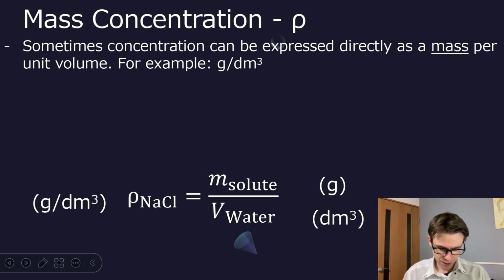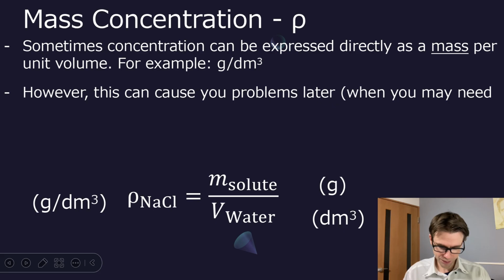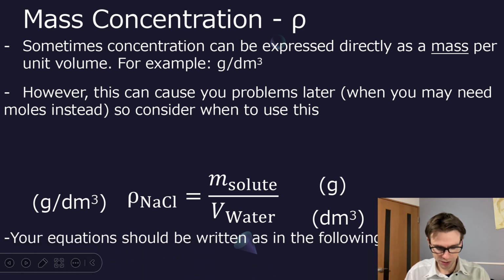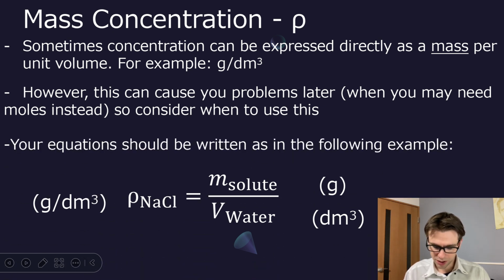But what are we doing here? Well, this can, first of all, cause you problems later. In chemistry, we often need moles, right? So it's not actually that helpful just to have grams per decimeter cubed. So this may cause you problems when you need moles instead, so consider when to use this. Your equations should be written as in the following example.